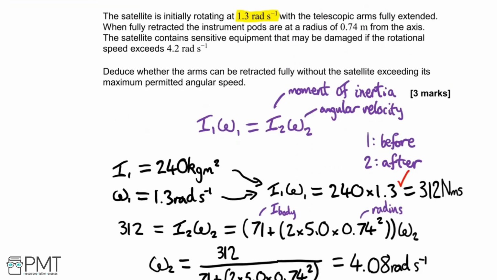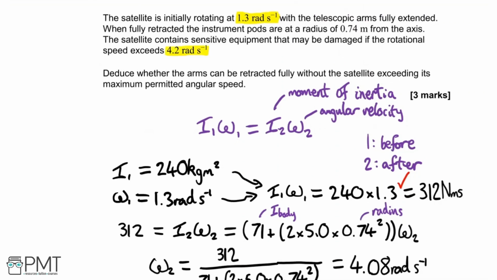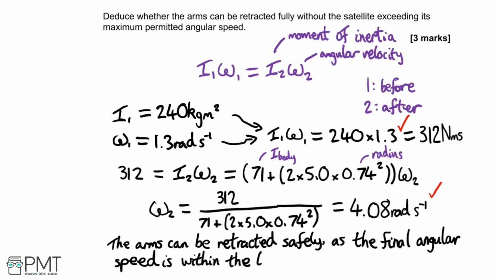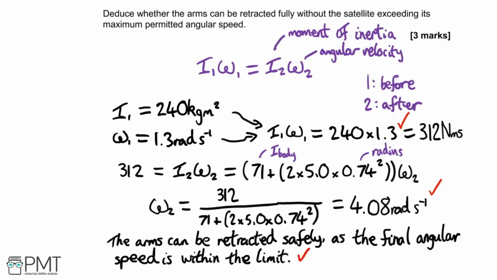Now you remember that the maximum possible rotational speed is 4.2 radians per second, and we are within this range, so the arms can be retracted fully. Our second mark will be for calculating the 4.08 radians per second, and then our third mark will be for making a concluding statement. So 3 marks there.